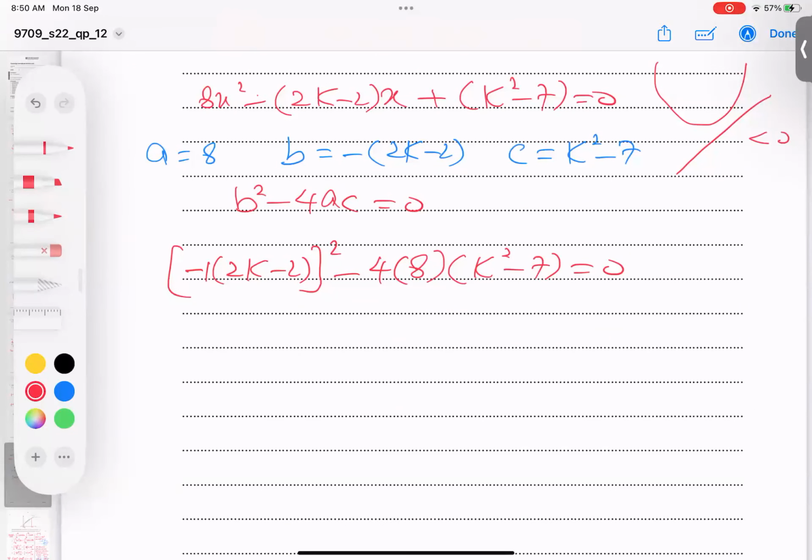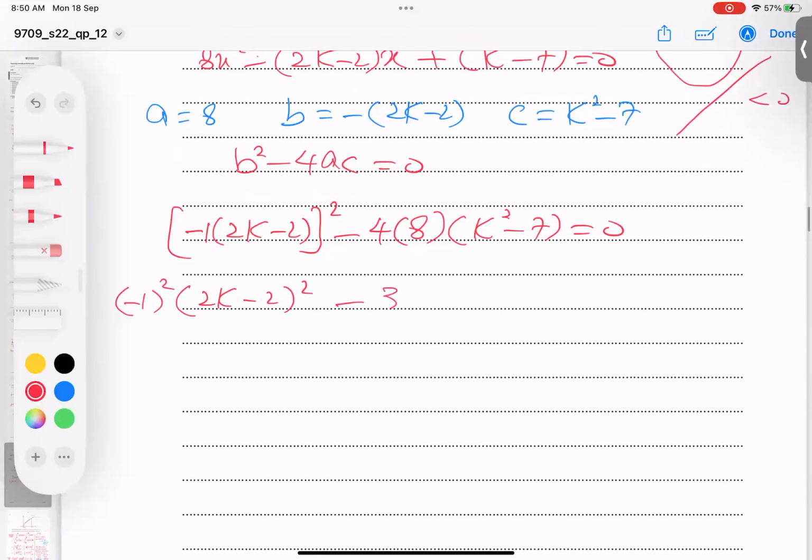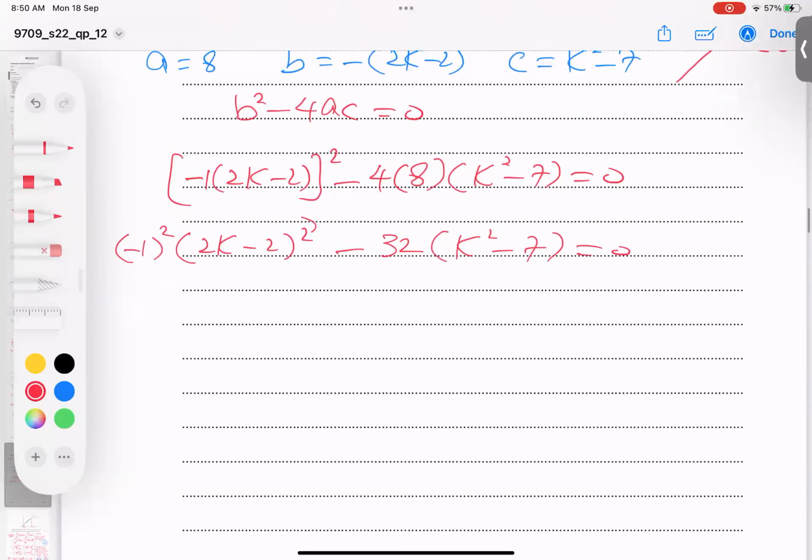For your knowledge, whenever the power 2 comes on this separate and this separate, it will look like this. This is becoming positive. I will not waste my time. And this is 32, and k to power 2 is -7. Here I will expand it.